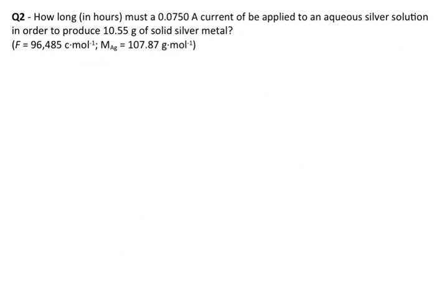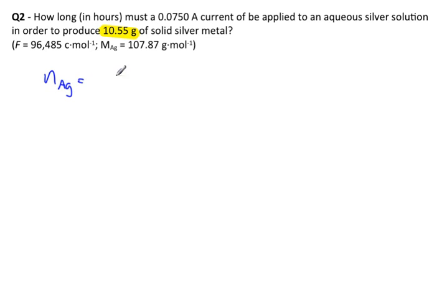So let's look at one more. Okay, so here's the question. How long in hours must a 0.0750 ampere current be applied to an aqueous silver solution in order to produce 10.5 grams of silver metal? Okay, so the starting point is a little different. We have a mass of silver, and we know the molar mass of silver. So right away, we're going to find the number of moles of silver.